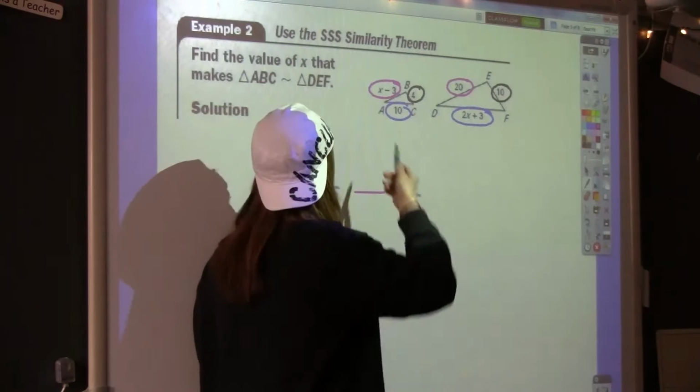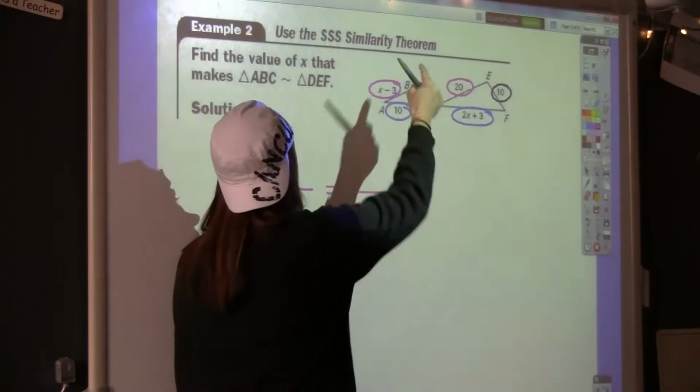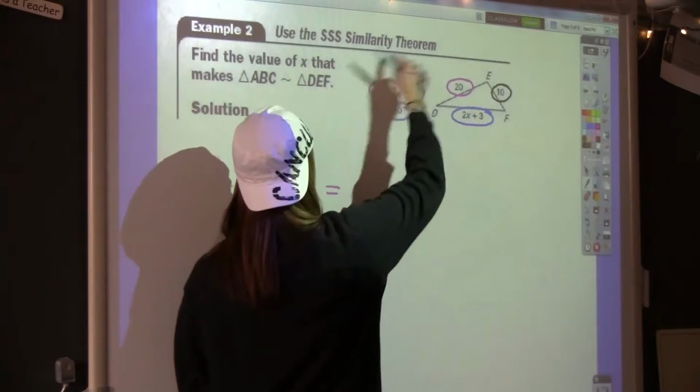What do you want to do? I think the x minus 3 might be easier than the x plus 3. Okay, so 4 over the 10, then the x minus 3 has to go over the 20.